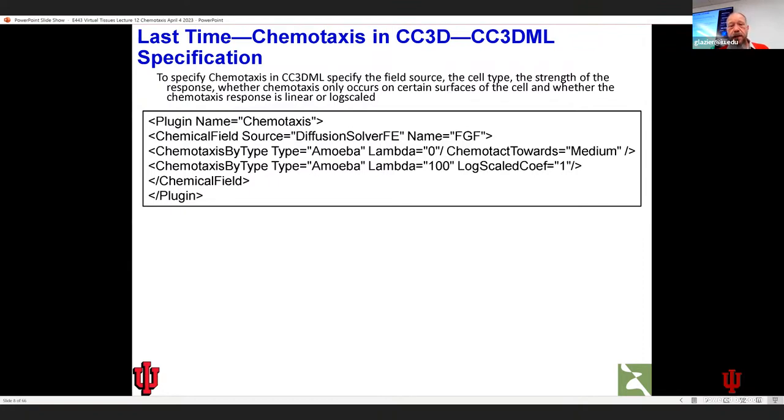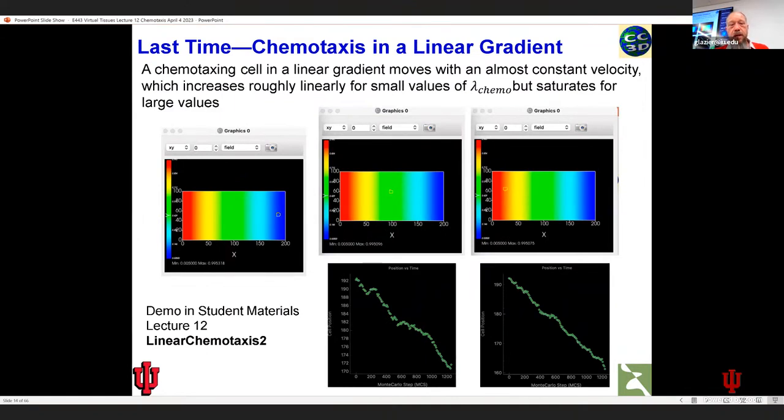Lambda equals something. And then there are a number of options, one of which is Chemotax towards, which says only surfaces that are in contact between amoeba and medium respond to the chemical, which is often true in biology. And another one, which we'll come back to a little bit later in this class, I hope, is log-scaled coefficient, where you say that for large concentrations, the response is different from that for small concentrations. We built a linear gradient model of chemotaxis, where we had a chemotactic cell in a linear gradient. And we showed that at least for small values of lambda chemo, the velocity of the cell was proportional to lambda chemo. And for large values of lambda chemo, the cell velocity reached a maximum.